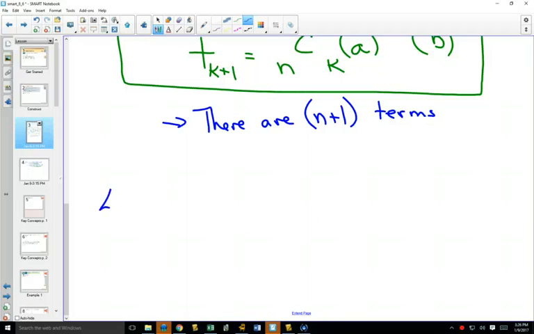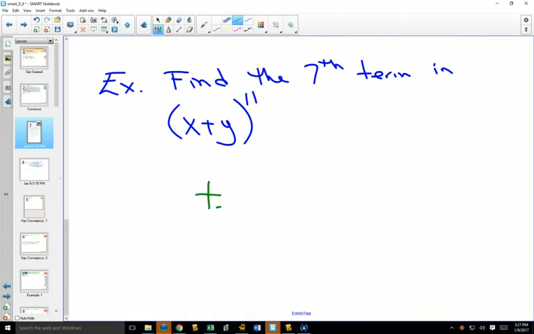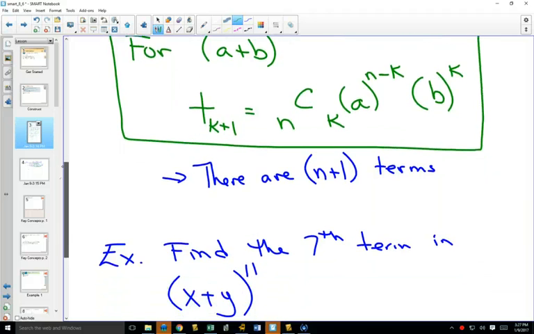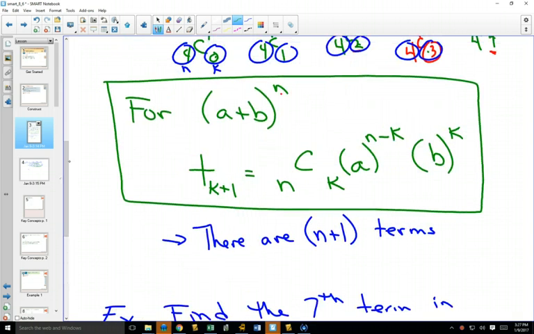So if we took an example, and I'm going to change the letters just to get you used to changing the letters. (x plus y) to the 11. We want to find the 7th term. So, if we were finding term 7, what does that tell us that k is? First of all, according to the formula, we start with n choose k. n is always the exponent, so it'll be 11 choose what? Six. Because k is always 1 less than the term number.